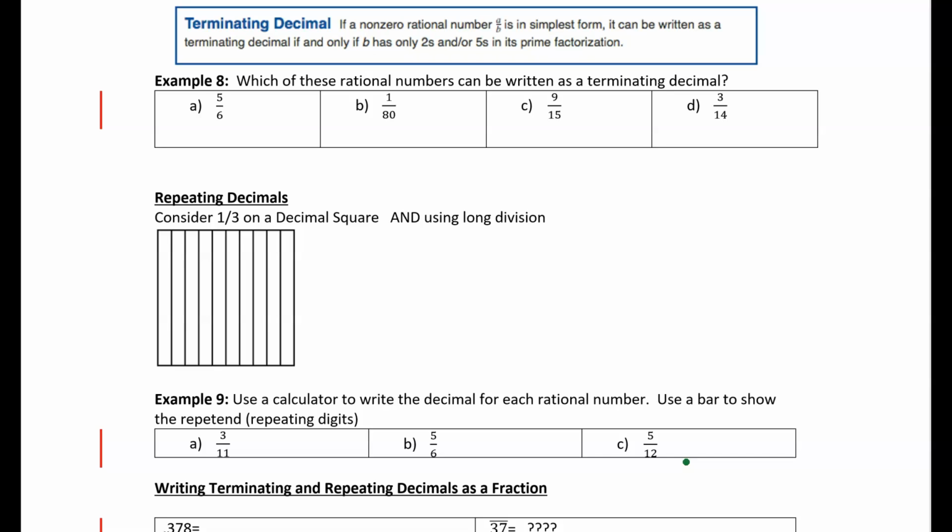So let's talk about terminating decimals. I'm sure you've seen this many times before. What happens if you take a fraction and divide it in your calculator and the answer keeps going on and on and on?